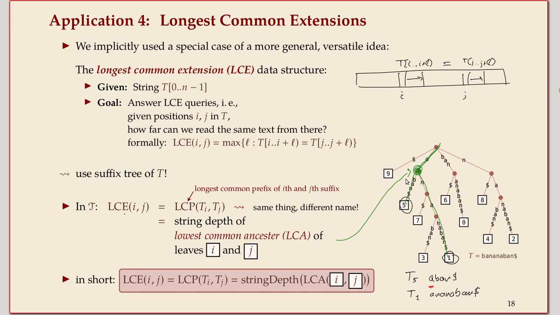And now the statement is the length of the longest common prefix of two suffixes is the string depth of the lowest common ancestor of the two leaves corresponding to those suffixes. It's a simple concept in the tree, so keep the picture in mind. In formulas, it's written like this. And to spell it out is a little longer than I wish it was.